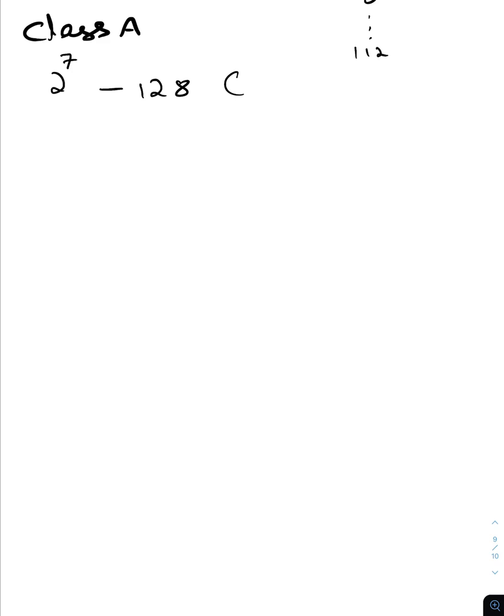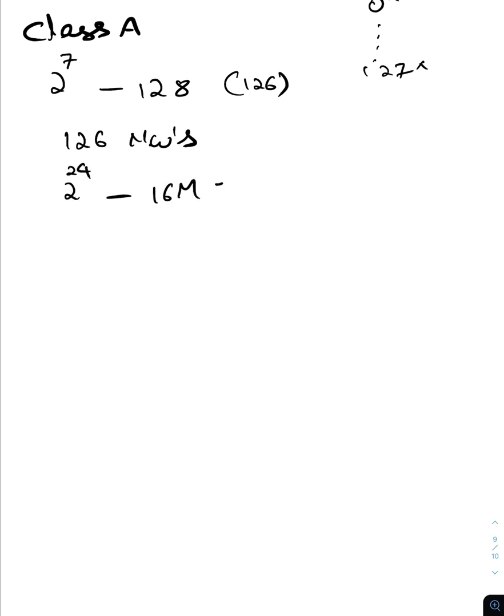As I told you before, for class A we have 2^7, which is 128, but the first and the last, 0 and 127, are not used. So it has 126 networks and 2^24, which is 16 million IP addresses, right?